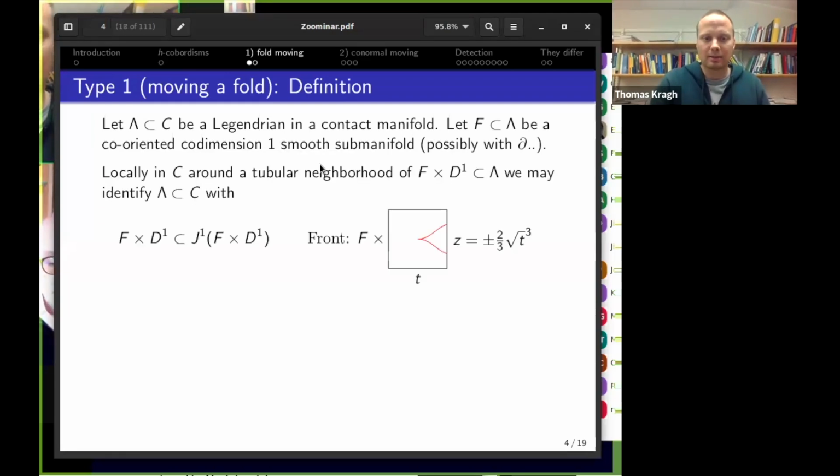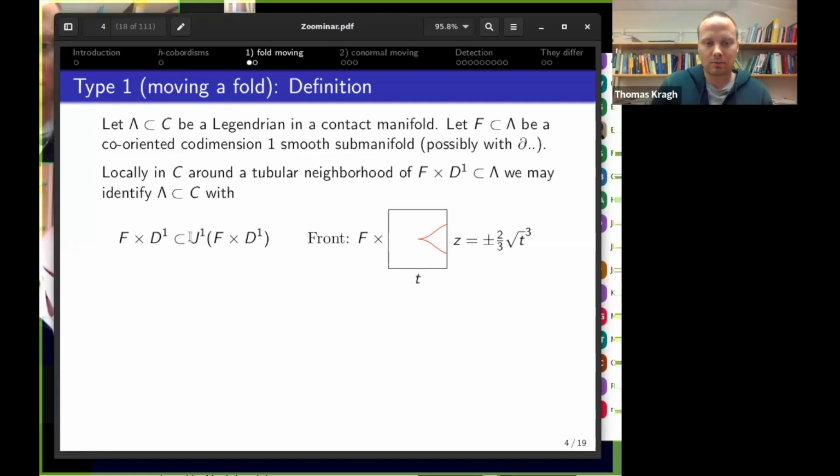And yes, locally in this contact manifold, by the Darboux-Weinstein neighborhood theorem and the fact that all neighborhoods basically look the same around a Legendrian locally, we can find a tubular neighborhood F cross D1 inside lambda, such that lambda inside C is identified with this standard picture. So what do I mean by this? F cross D1 is supposed to be represented by F cross this red line here. And this is a picture of the front projection.